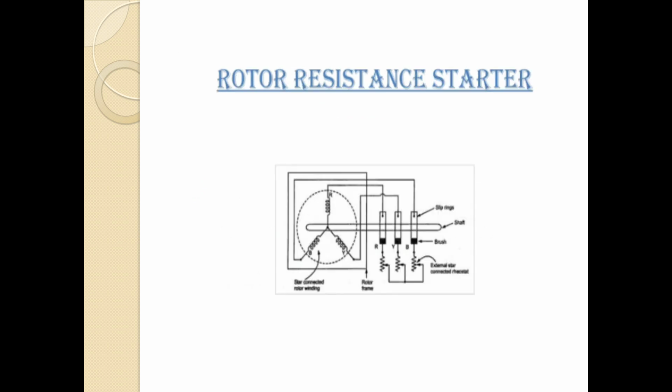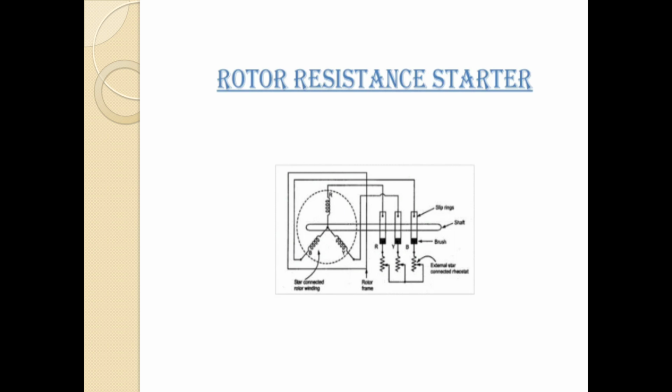started with full line voltage applied across the stator terminals. The value of starting current is adjusted by introducing the variable resistance in the rotor circuit. At starting, full resistance is included and starting current is reduced. The resistance is gradually cut off from the rotor circuit as the motor gathers speed.